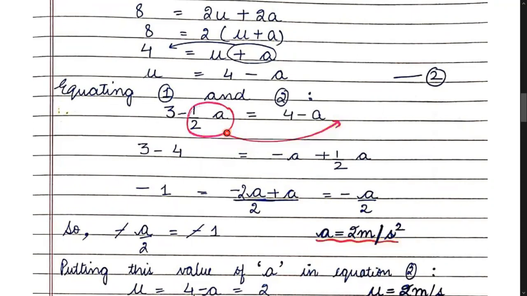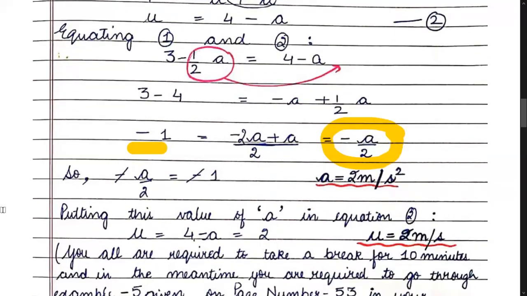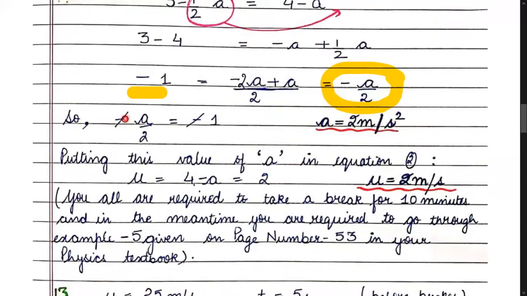The terms with acceleration are taken on RHS, right hand side, while the constants, that is, the terms including only numbers, are kept at left hand side. So children, 3 minus 4 is minus 1, and then you take the LCM such that on right side your answer is minus a by 2. That means minus minus cancels out and a will be 2 meter per second square.